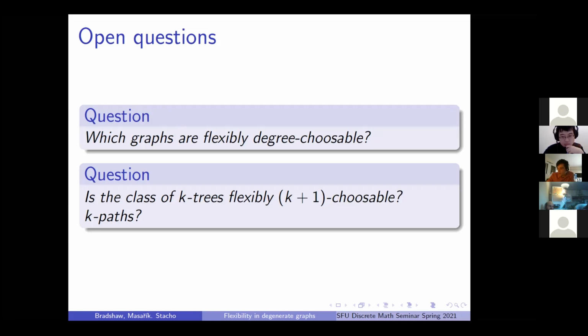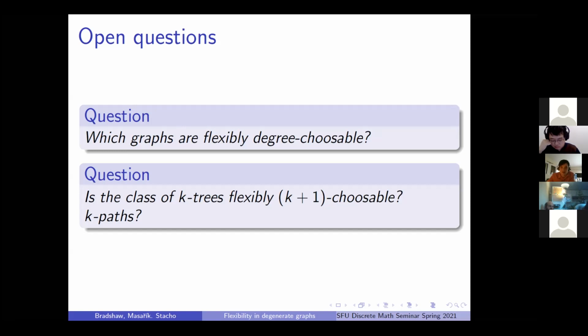And we saw Erlich, Rubin, Taylor give a very nice characterization of which graphs are degree choosable. So it's possible that there's a very nice characterization for the graphs that are flexibly degree choosable. If such a characterization exists, though, we don't think it would look very much like the Erlich, Rubin, Taylor characterization. And the reason for that is certain graphs that are degree choosable by Erlich, Rubin, Taylor are not flexibly degree choosable. For example, the even cycles are not flexibly degree choosable.